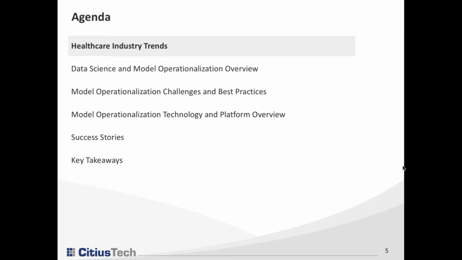So slide 5, what you're seeing here gives an overview of our agenda for the talk. We're going to begin by discussing some industry trends in healthcare around data science. And from there, we'll give an overview of the data science lifecycle and examples of use cases in the healthcare industry, along with the introduction to model operationalization and some definitions.